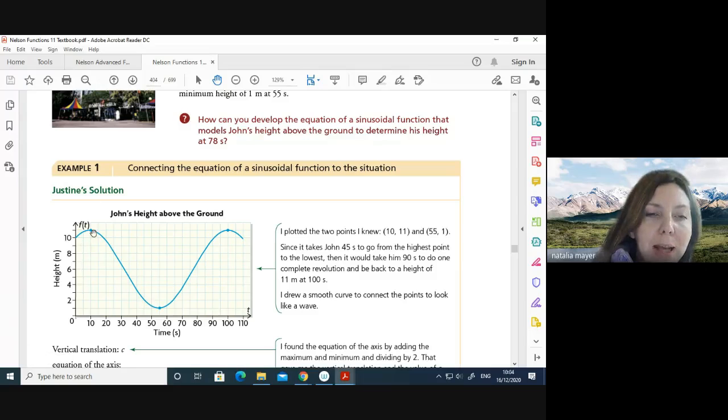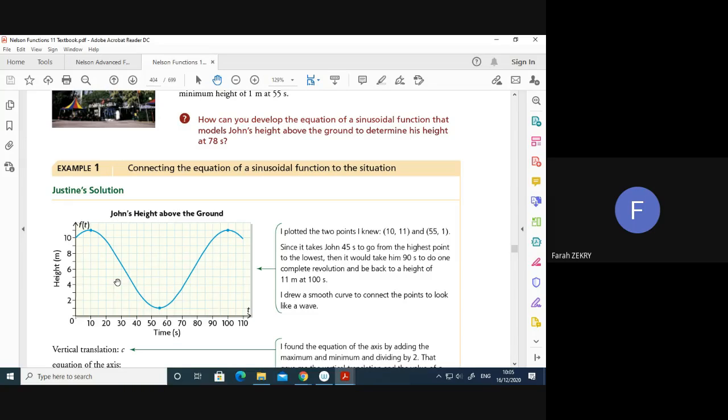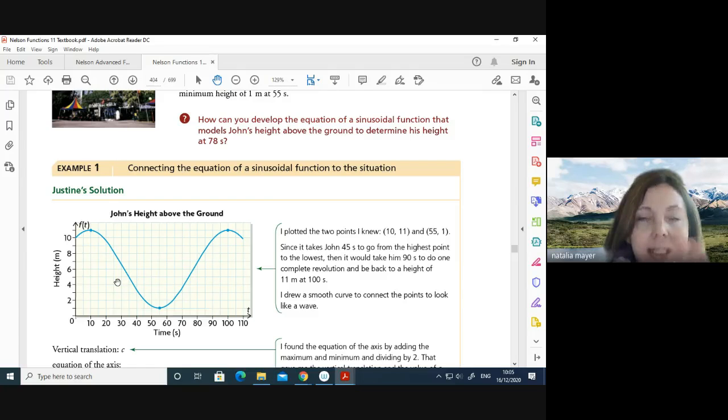So the maximum point coordinates are, what is it? 10, 11, right? So then tell me, please, the last part, which is D. What is the D value going to be? And why? Positive 10. D is positive 10. Why, Farah, is it positive 10? Not negative.